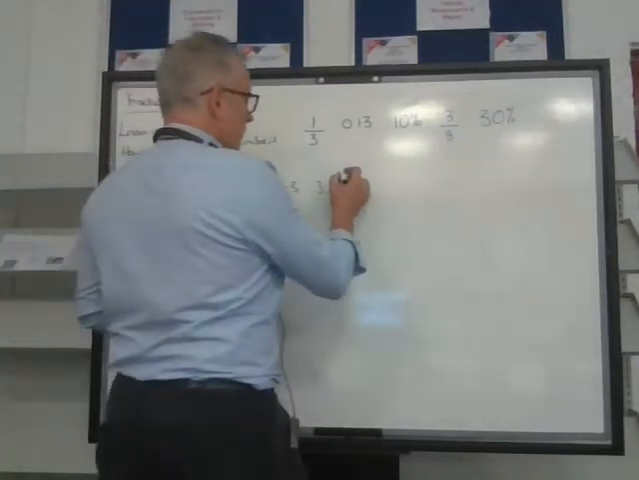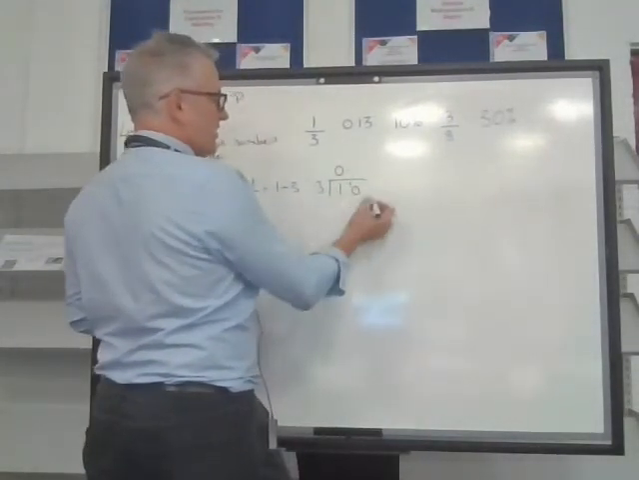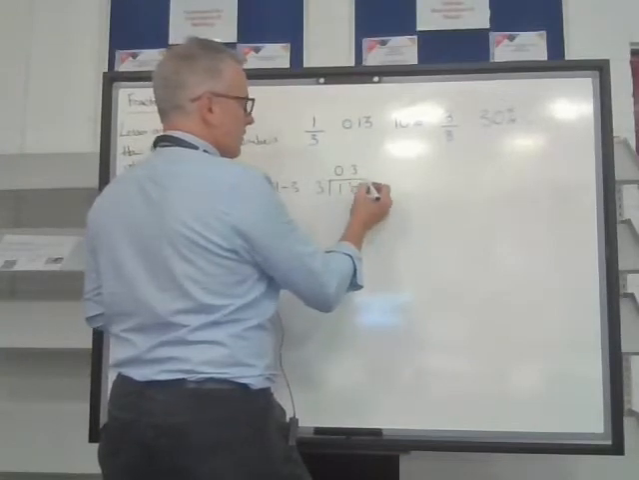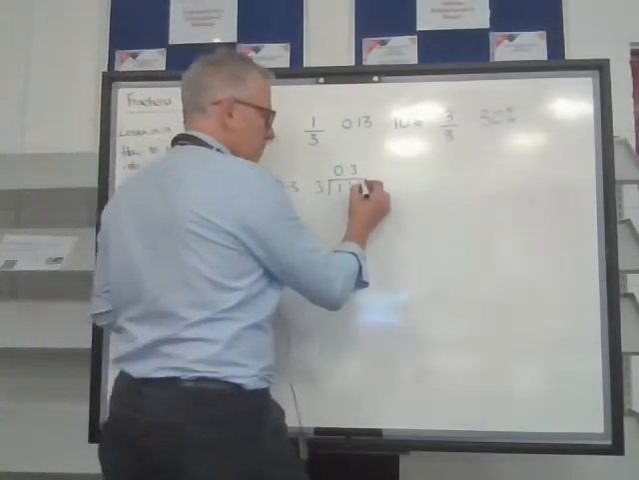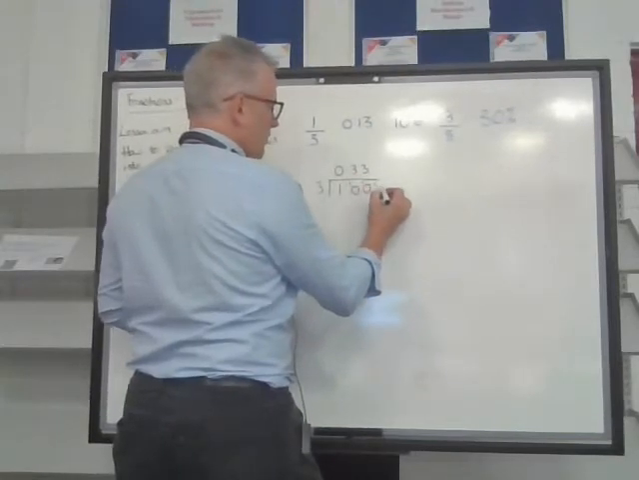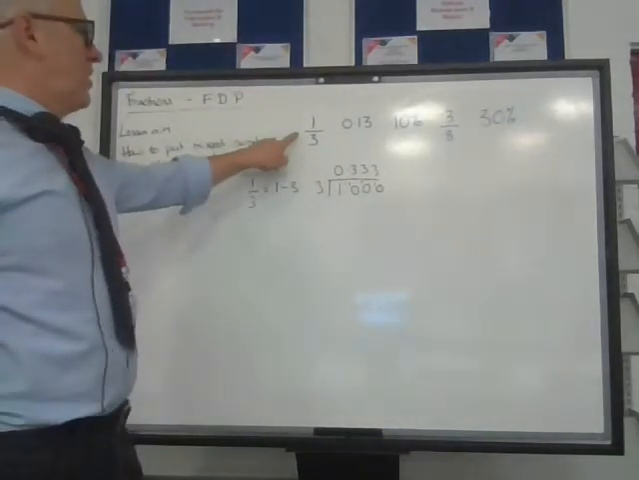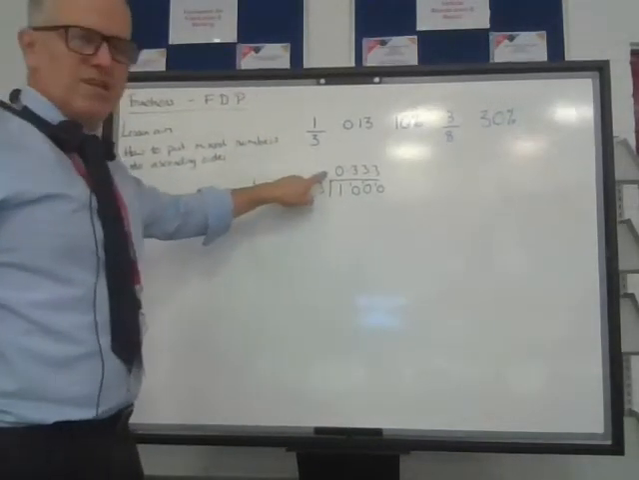So 3s into 1 don't go. Carry the 1 across. The new sum we're doing now is 3s into 10. 3s into 10 go 3 times. 3 times 3 is 9. Remainder 1. 3s into 10 go 3 times. Remainder 1. So this is a recurring decimal. That's going to go on and on forever. So we turned a fraction into a decimal.